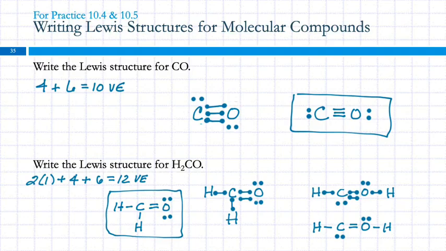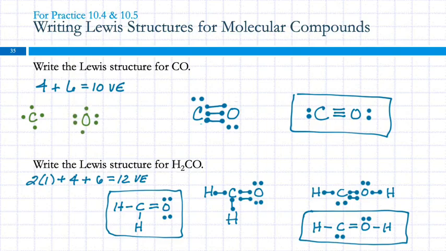So we came up with 2 structures that satisfy the octet rule. Is one better than the other? Probably. Well, without knowing about formal charges, how could we tell? Well, let's think back to when we were drawing Lewis structures of elements. So carbon has how many valence electrons? 4, right? 1, 2, 3, 4. Oxygen has 6. 1, 2, 3, 4, 5, 6.